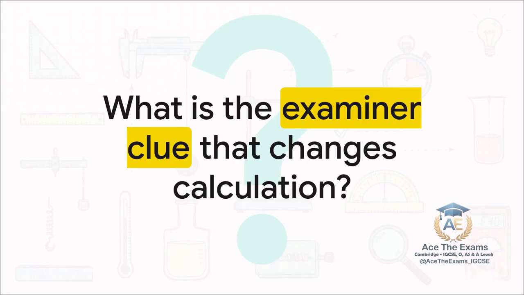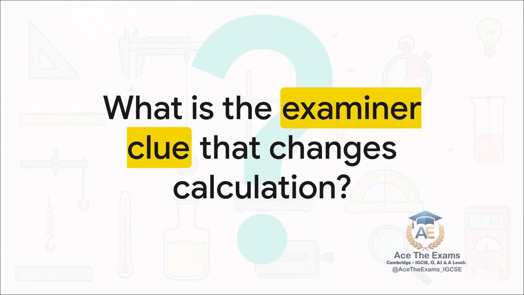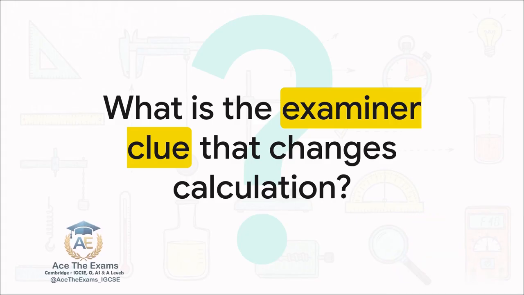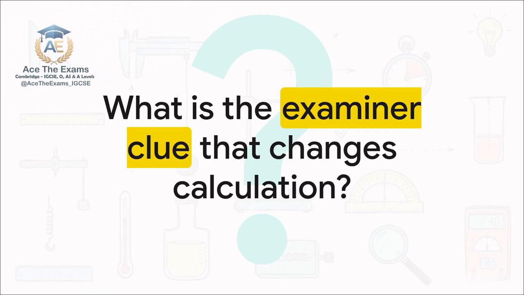In a moment, I'll show you the examiner clue that changes the calculation completely. But first, you need this framework to understand why it's so vital. Because, think about it, what happens when your data spits out absolutely massive numbers, or microscopic ones? Say, the wavelength of light or the mass of a planet. How do you write that down safely without making a fatal transcription error?